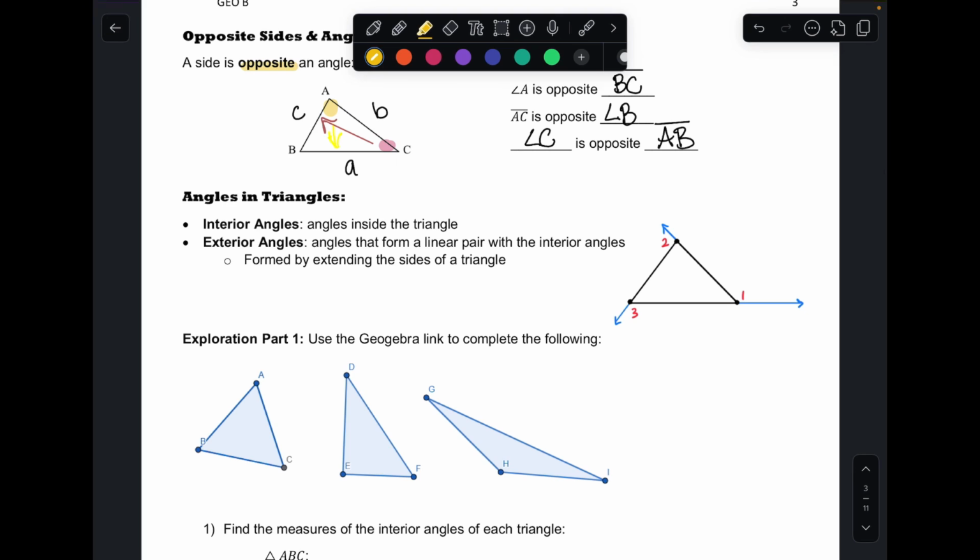Now, this is one of the most important theorems that we're going to have ever. We're going to explore it, okay? So first we got to get through some definitions. First definition is interior angles. Those are your angles inside the triangle, meaning all of these angles right here are interior angles.